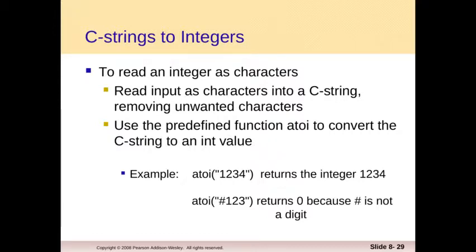So if, for example, like you have on the slide, you call atoi with a string that has a hash mark as the first symbol, then that hash mark is not a digit, and so therefore none of that string is further processed, and it stops right before the first character, and it just returns 0.